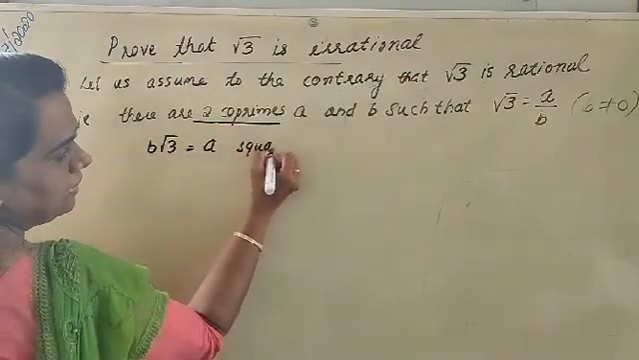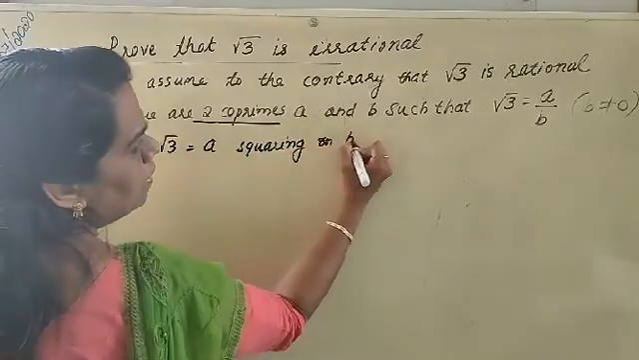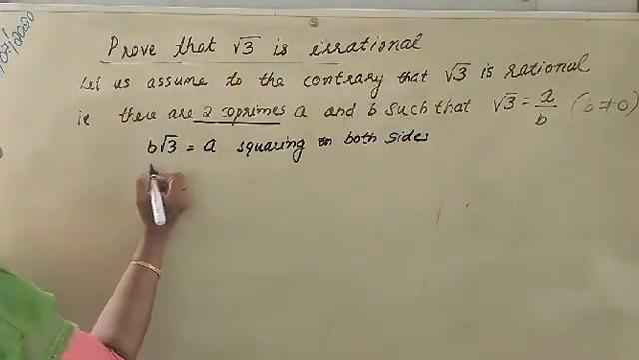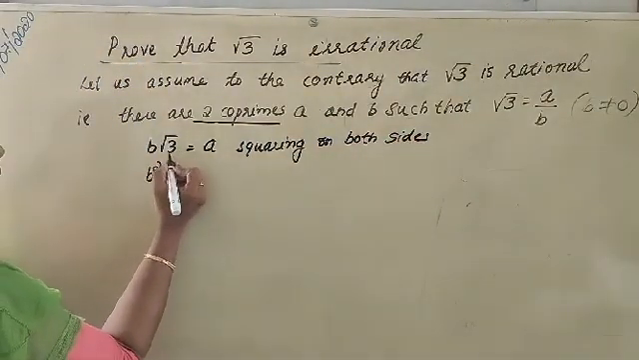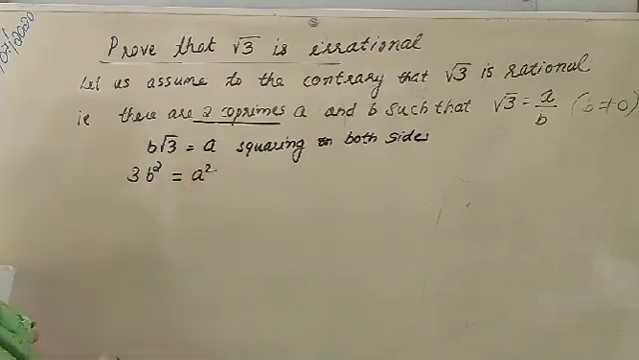Squaring on both sides. Once you have studied root 2, you can write everything else in the same way. On squaring both sides, how do we write? B square into root 3 square, which is 3. So 3B square is equal to A square.